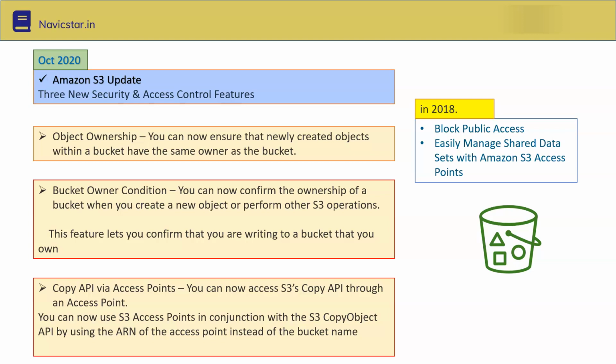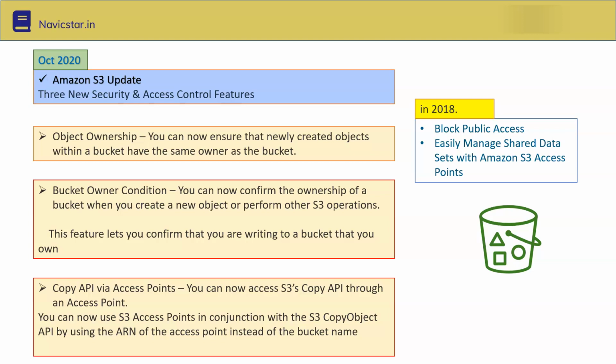Second one, the bucket owner condition. So basically whenever you write anything on a bucket, if you run a command and write inside any object, or you add an object inside a bucket, it does not check anything. So now you have a condition to check. Whenever you are performing a write, you confirm the ownership of the bucket. If you are the owner of the bucket, then only it will allow you to write, otherwise it will deny automatically.